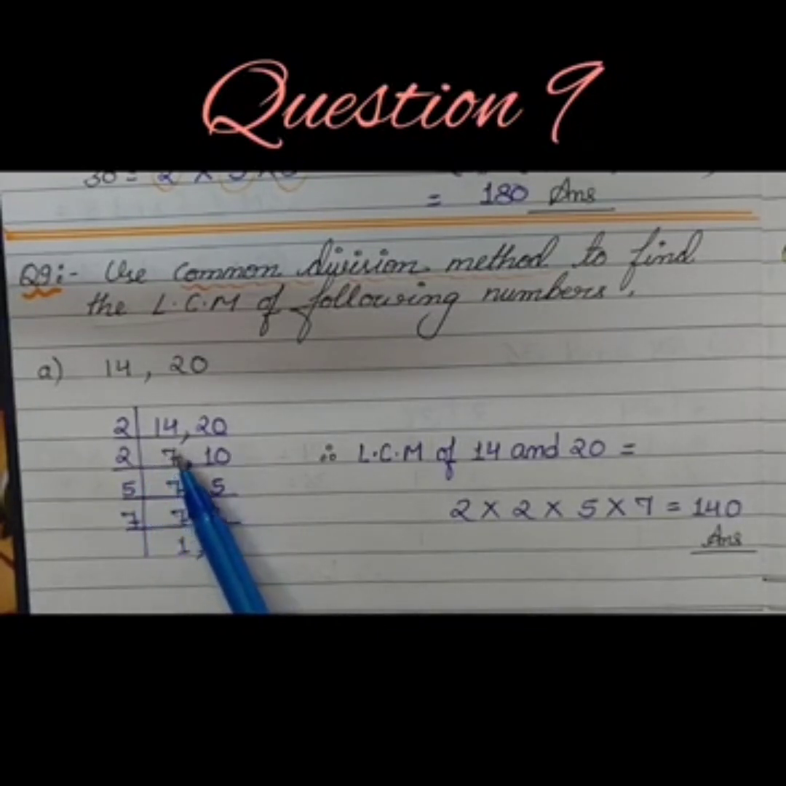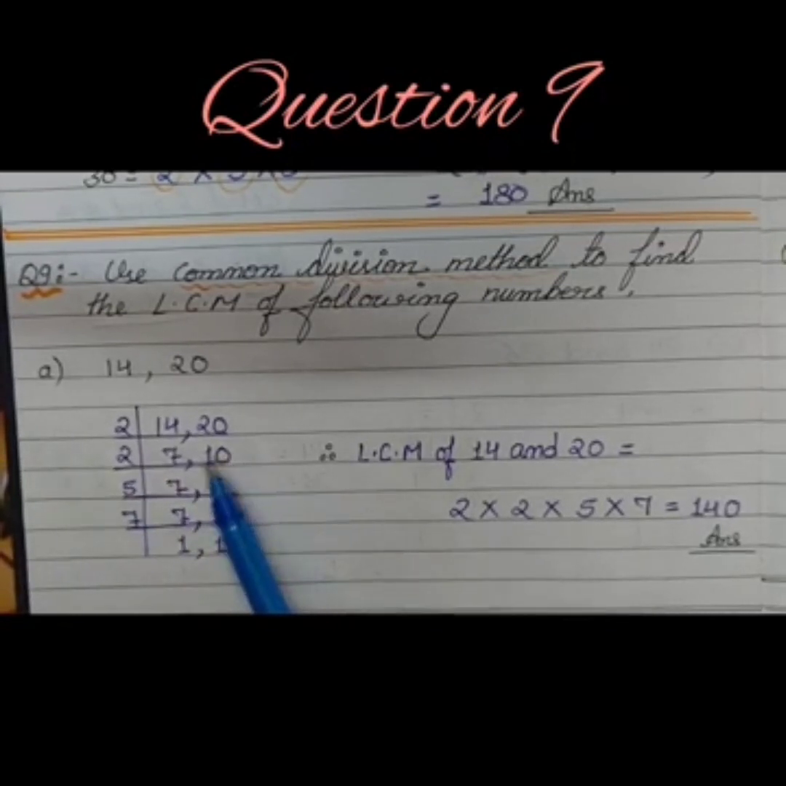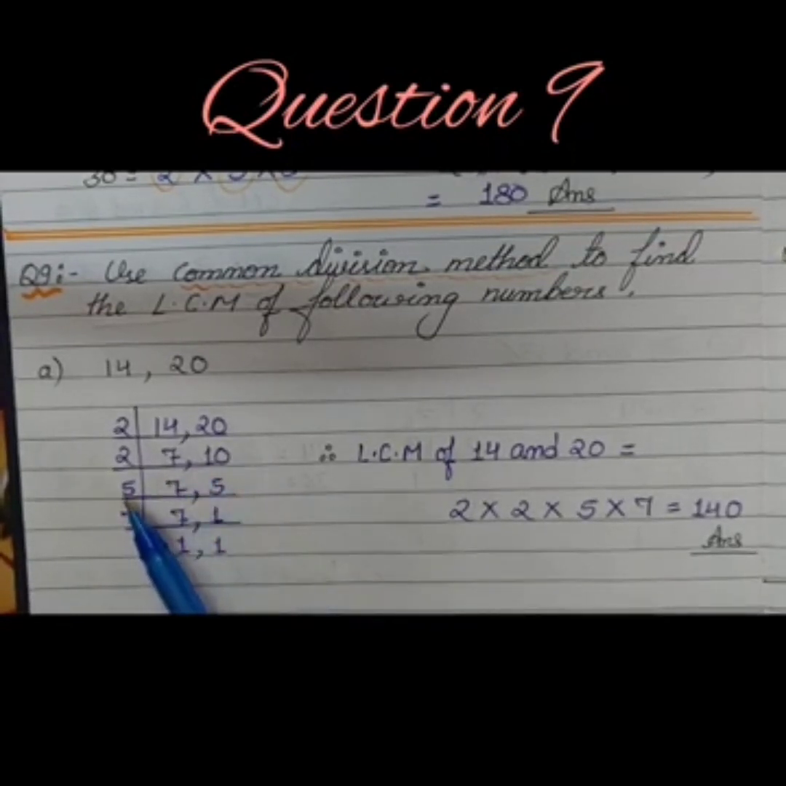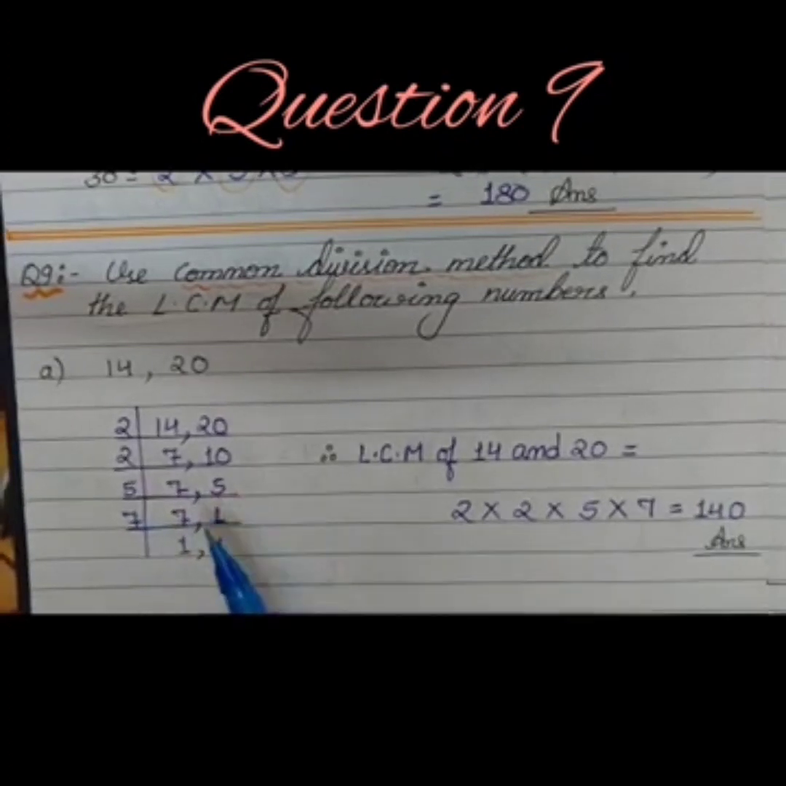When any number is not divisible, it is carried to the next row. So I have carried 7 to the next row. 2 5s are 10. Now our next prime number is 5. Now again 7 is not divisible by 5, so again carry forward. Now 5 1s are 5.